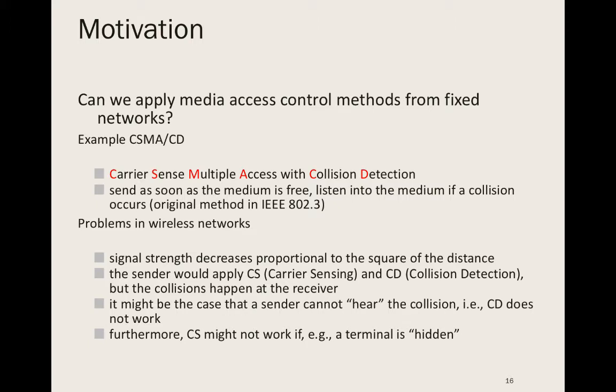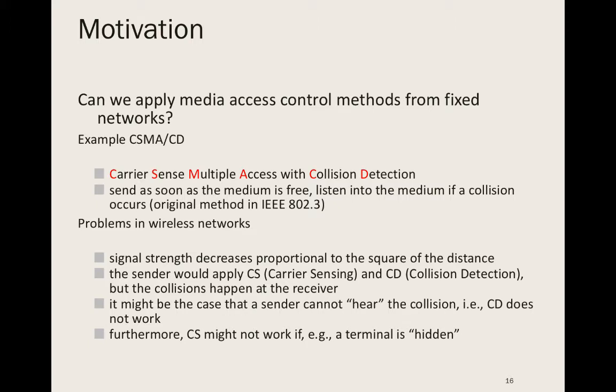The first thing is that the signal strength decreases proportional to the square of the distance. That means the longer the distance, the more signal we lose. We are going to lose signal strength anyway, based on the distance between the sender and receiver. The sender would apply carrier sensing and collision detection, while the collisions happen at the receiver. So by the time it's receiving the signal, it's not able to detect the collision at the receiver end.